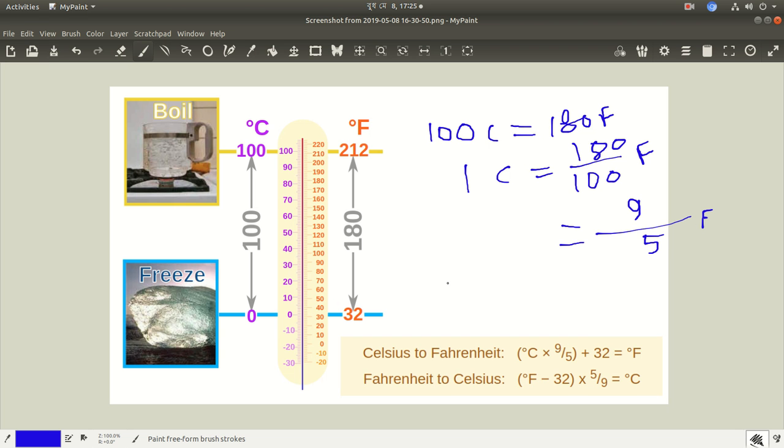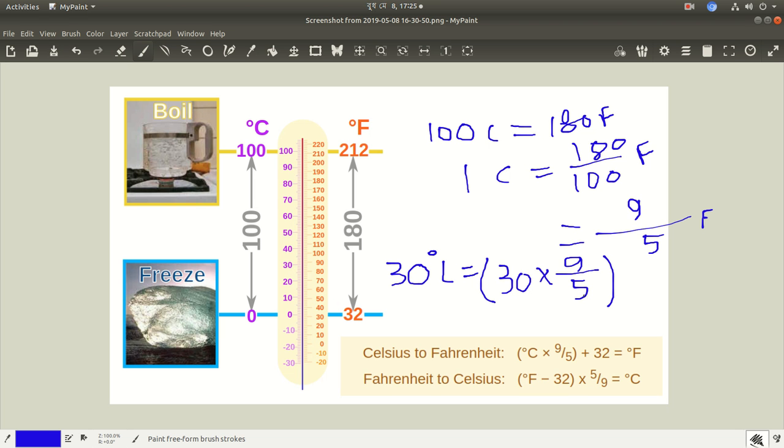So when we are given a value in Celsius, suppose we are given 30 degrees in the Celsius scale, what we need to do here is multiply it by 9/5, because we have just shown that 1 unit distance in the Celsius scale equals 9/5 unit distance in the Fahrenheit scale. So we need to multiply it by 9/5, but that is not it.